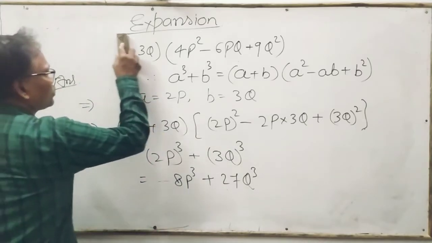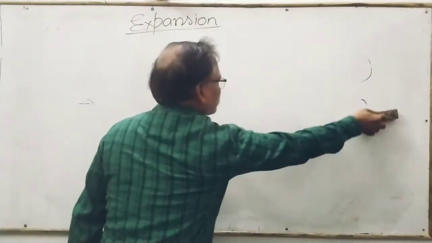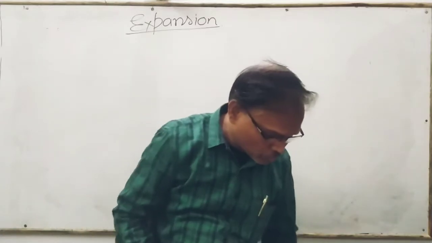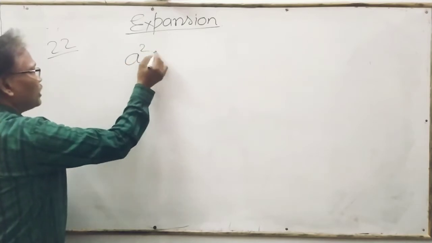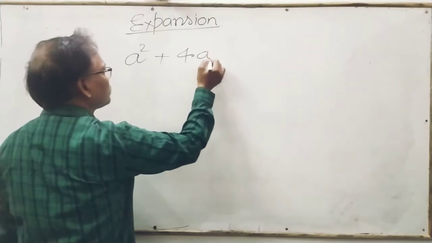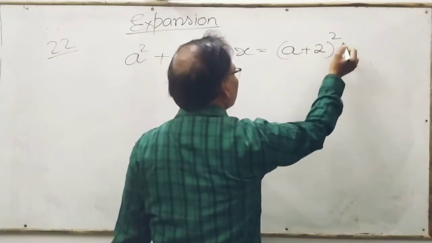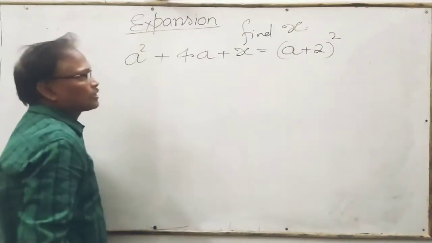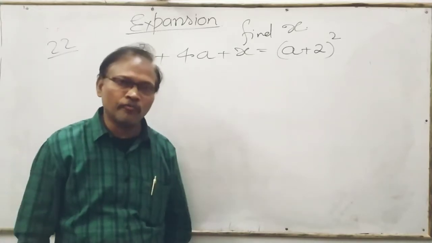Now the next question, there is a question number 22, a square plus 4a plus x is equal to a plus 2 whole square, and it is written to find x. You have to find x. This is the question. How to find?